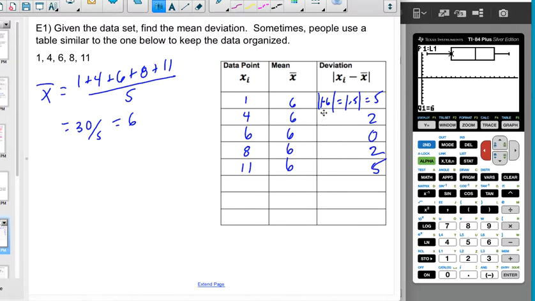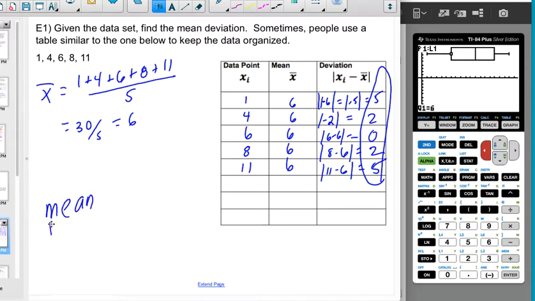That's fine. If you need the thing where you get that this is the absolute value of 4 minus 6, and this is the absolute value of 6 minus 6, which is 0, and this is the absolute value of 8 minus 6, which is 2, that's fine. If you don't need it, that's also fine. So these are my deviations, right? So the mean deviation is literally the mean of the deviations.